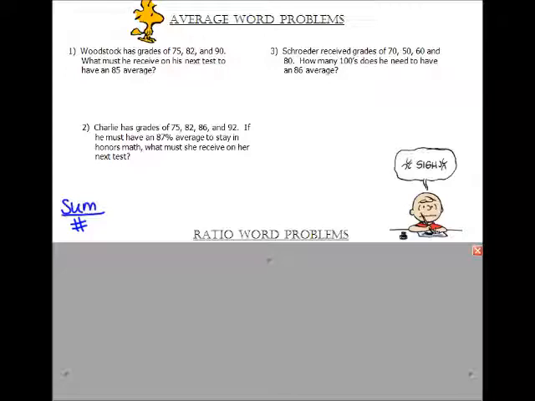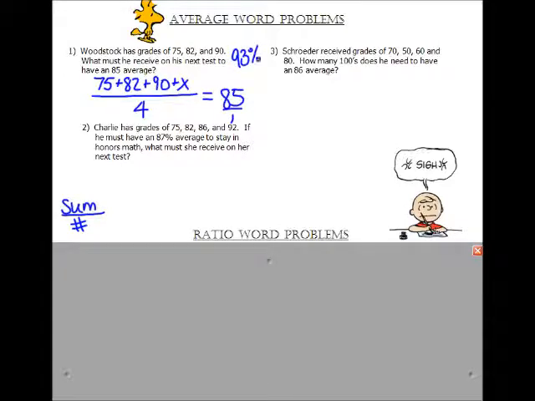Woodstock has grades of 75, 82, and 90. What must he receive on his next test to have an 85 average? So I'm basically saying I need 75 plus 82 plus 90 plus some number, divided by 4 tests, to get an 85. Then you can put this over 1, cross multiply, simplify, and if you do the math there, you should get 93%. So I think you're probably in good shape to do those on your own.